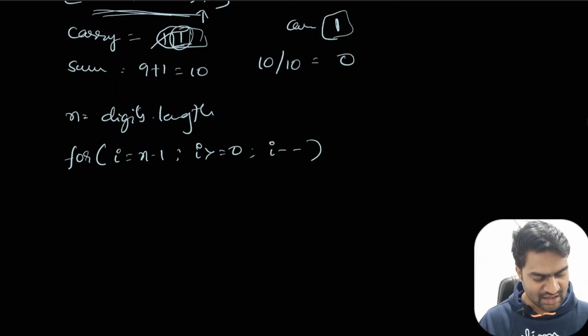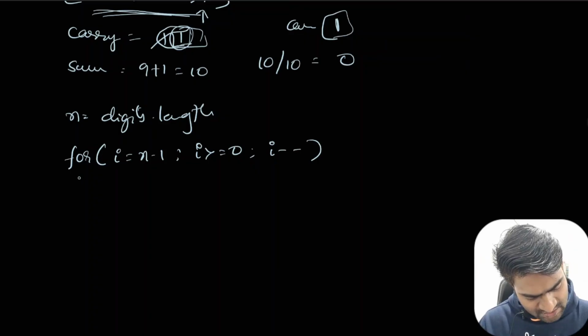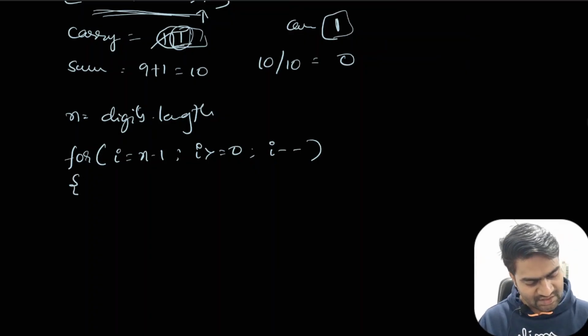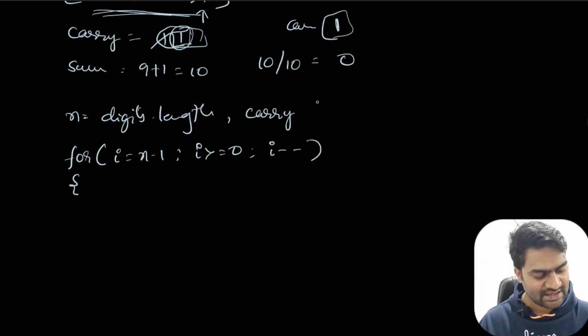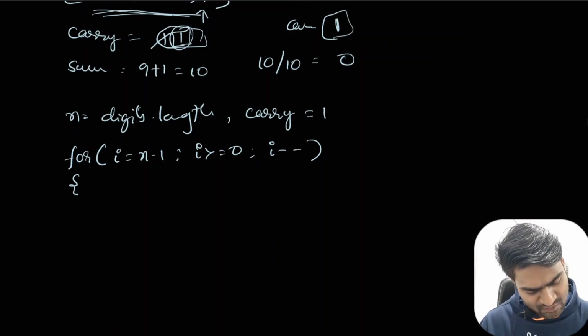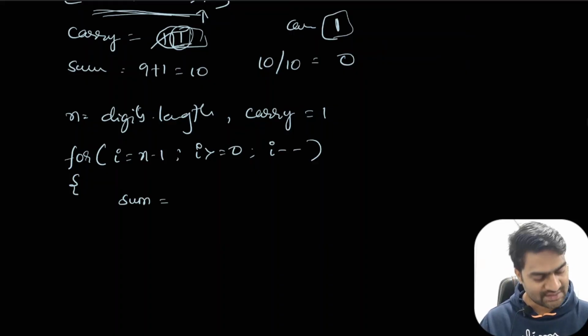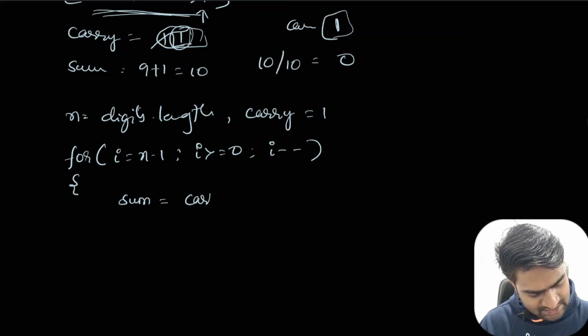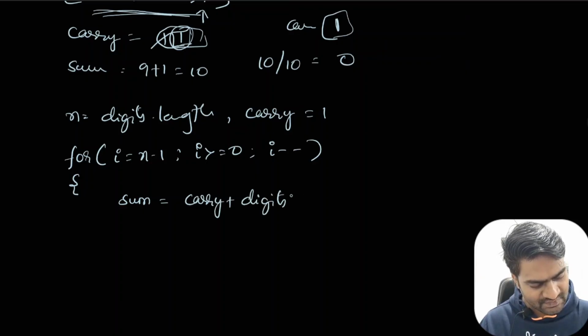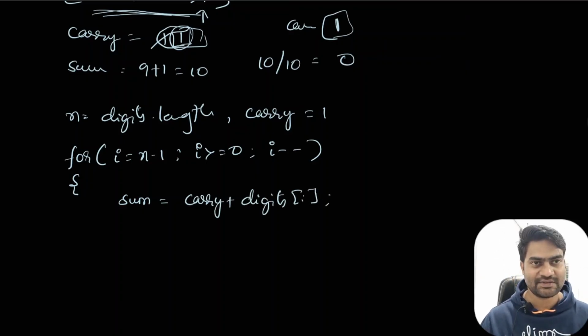Okay, now initially, before this, I will also take this carry. I'll assign this with 1. Now I will say sum equal to carry plus digits of i. So this will give us the sum.